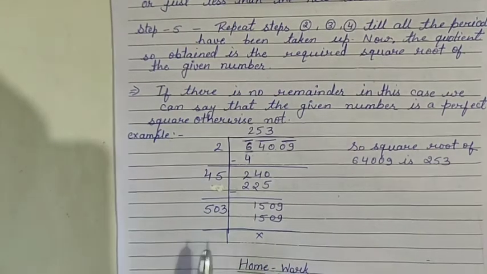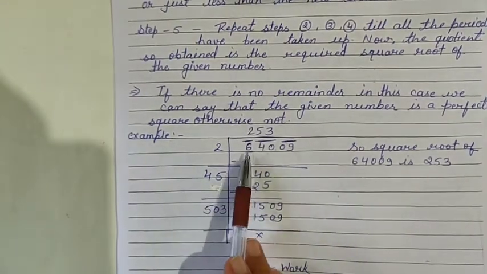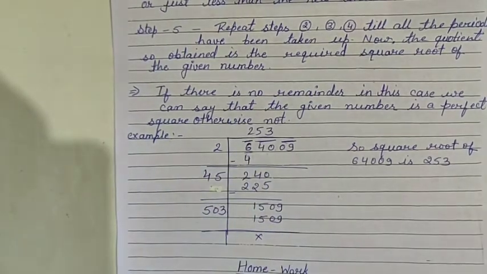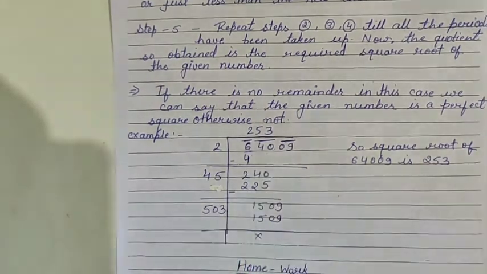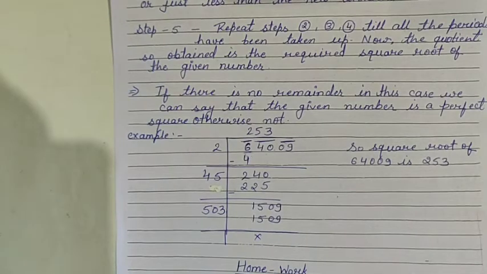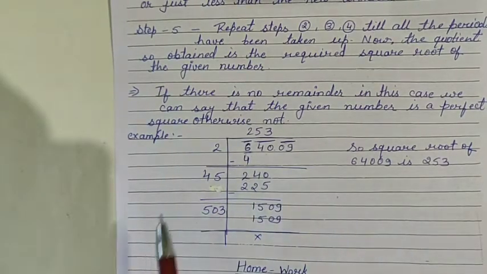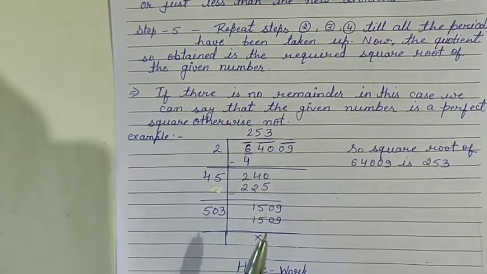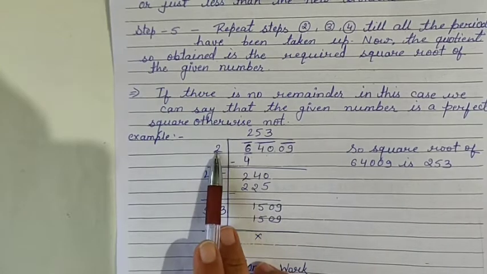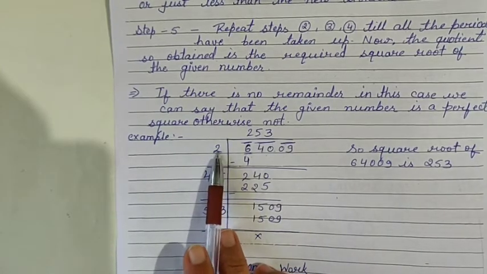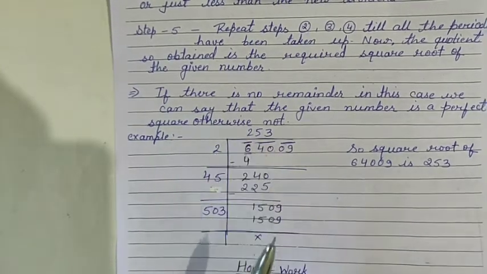Now our first period from the left is 6. So we will think of the largest number whose square is less than or equal to 6. The square of 3 is 9, which is greater than 6. And the square of 2 is equal to 4, which is less than 6. Okay students, so this number 2 is our divisor and our quotient.